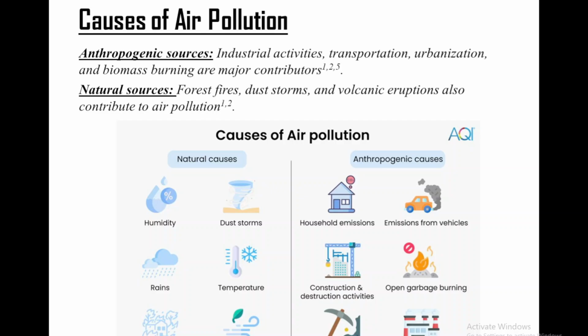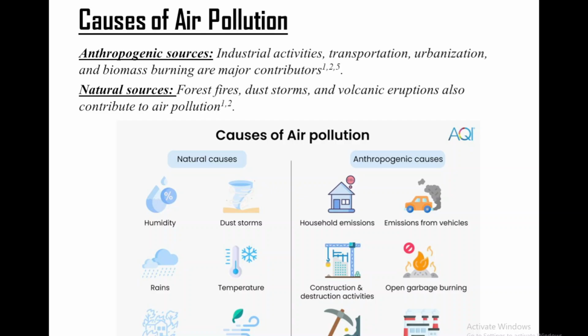Next to it lie dust storms. Dust storms originating in the deserts or arid regions can transport fine particulate matters across continents, even beyond the oceans as well. Next to it lie volcanic eruptions. Though they are rare, they do emit sulfur dioxide and ash clouds that not only pollute locally but can also affect global air quality and climate patterns.